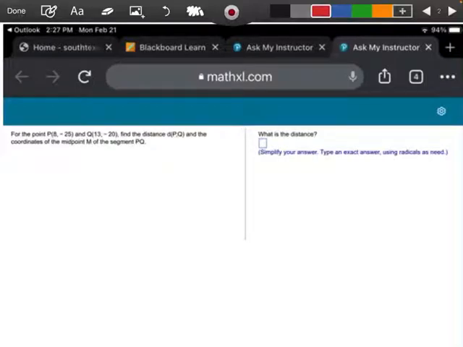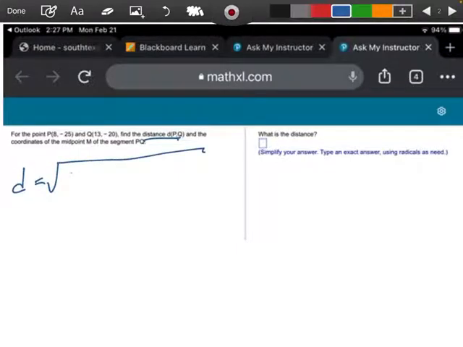All right, so this is a problem here, y'all, out of the homework. The problem says for the point P, which has coordinates 8 and negative 25, and Q, which has coordinates 13 and negative 20, find the distance and find the coordinates of the midpoint. Okay, so first thing we're going to do, we're going to find the distance.